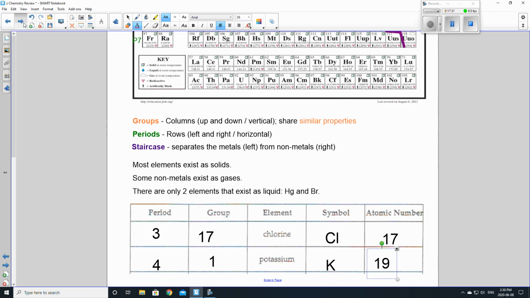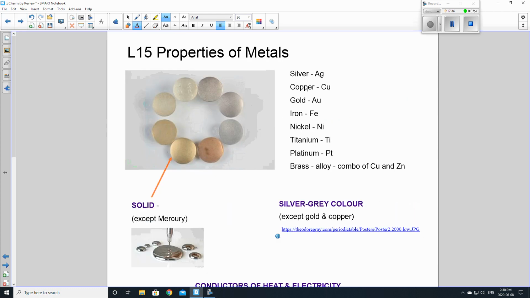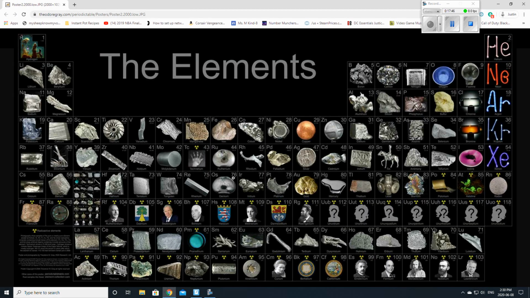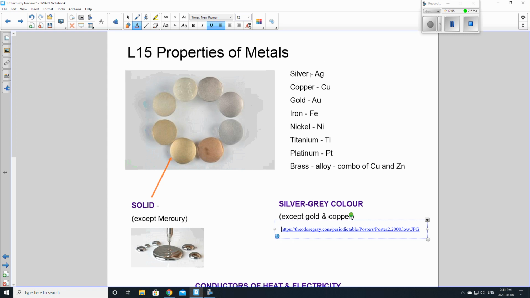Properties of metals is next. Here we have a bunch of metals. Here are some examples of metals. Basically anything that you have on the left side of the periodic table, anything on this side right here, notice that they're basically all the metals. Anything on the left-hand side is going to be a metal. Here are some examples: silver, copper, gold, iron, nickel, titanium, platinum. You might even have something like brass. I think one of these is brass, which is an alloy, which means it's a combination of two different metals, like a solution of metals. Brass would be copper and zinc, for example.